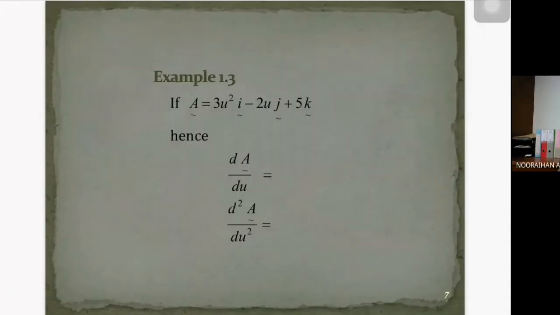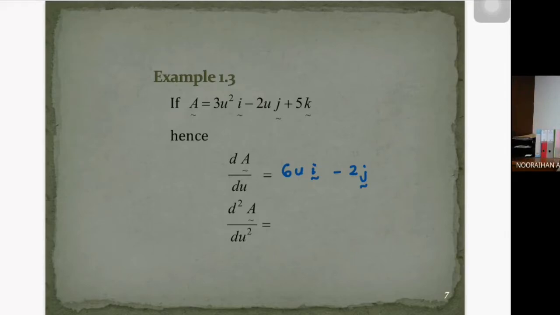Okay, now look at example 1.3. If vector A is equal to 3u squared i minus 2u j plus 5k, find dA/du. Okay, dA/du means you have to find the first derivative. Differentiate this A with respect to the parameter u. So 3u squared, you will get 6u i, minus 2j plus 0k. So this is the answer for dA/du.